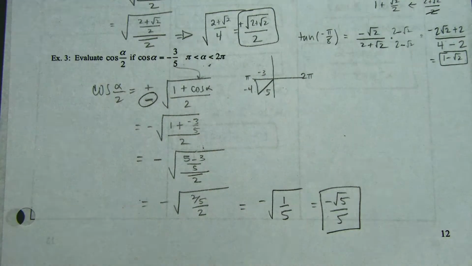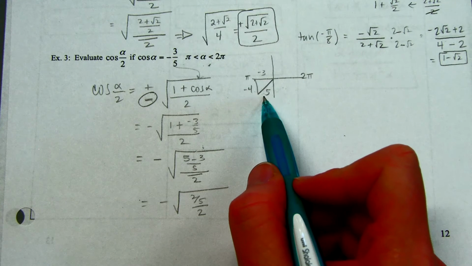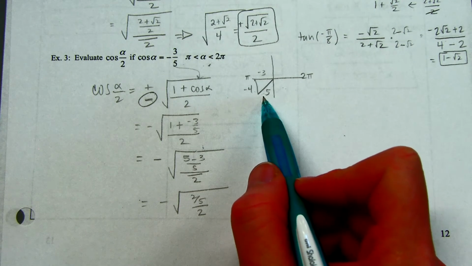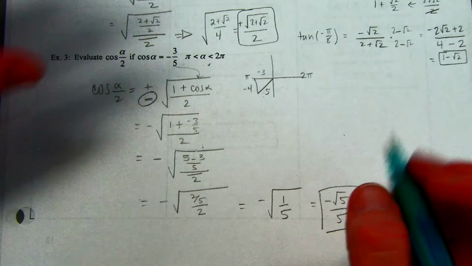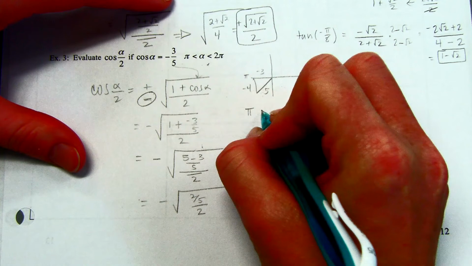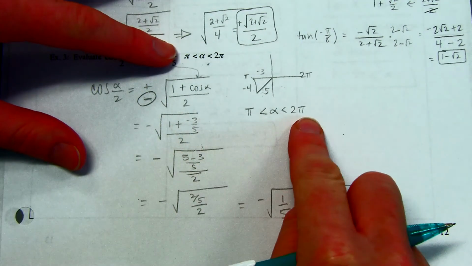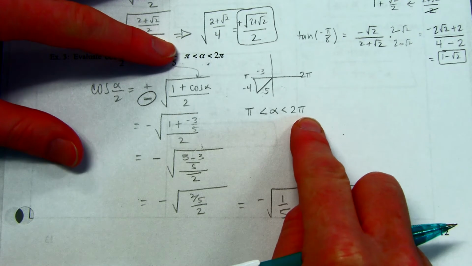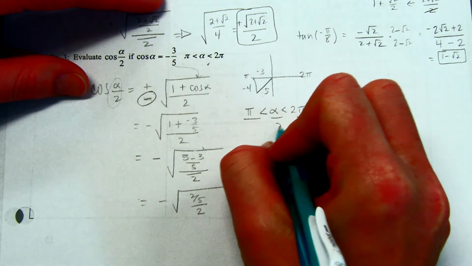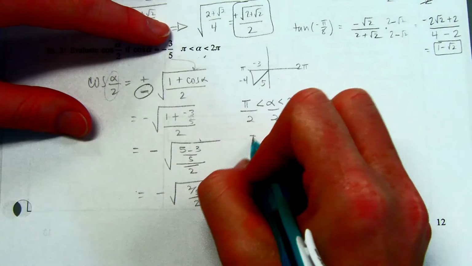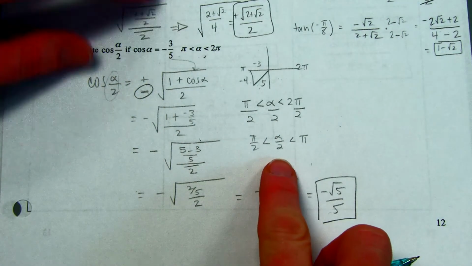Okay, now wait a minute. Alpha is here in quadrant 3, but where's alpha over 2? Is alpha over 2 also in quadrant 3? No. Okay, so we had alpha, which was living between pi and 2 pi. What we're interested in is knowing where's alpha over 2. So if I take all these terms and I divide by 2, I get pi over 2 less than alpha over 2 less than pi. Where is this? This is quadrant 2.